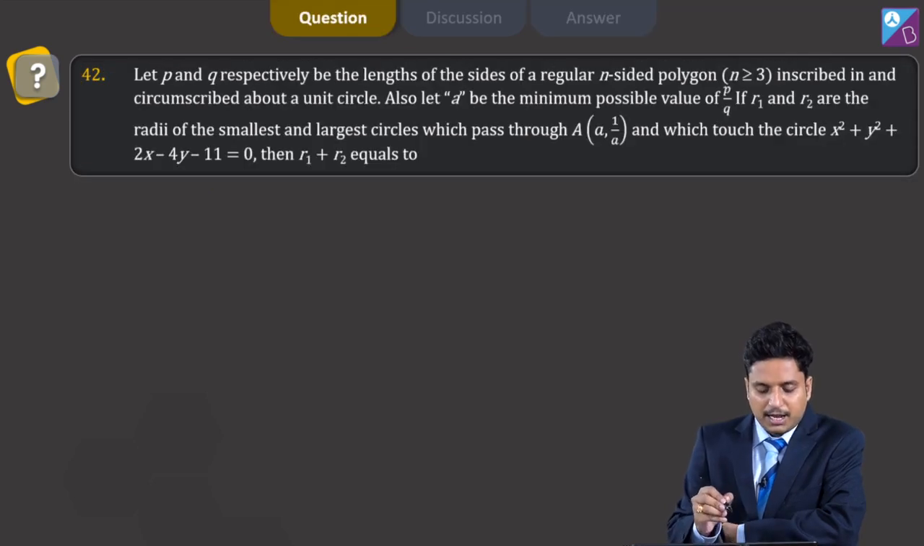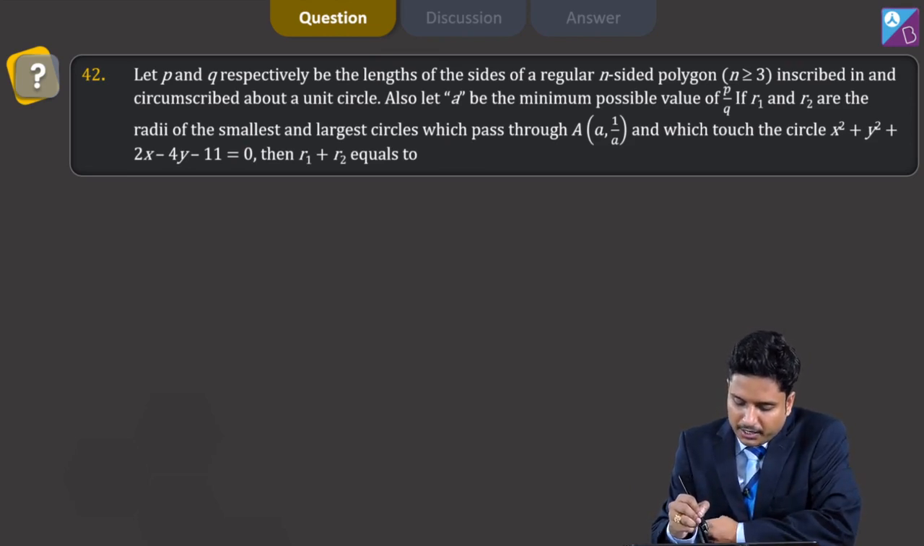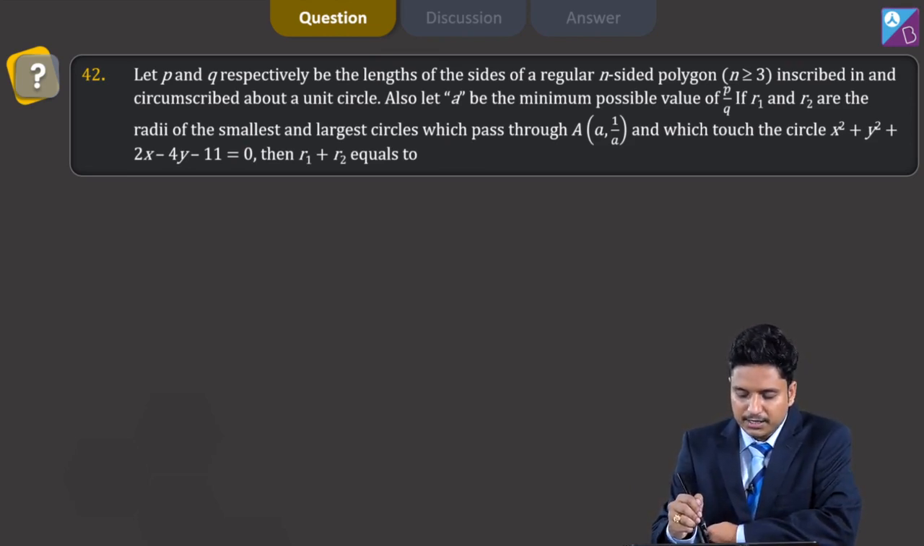The next question is the last question of numerical section, that is, let P and Q respectively be the length of sides of a regular n-sided polygon, n greater than or equal to 3, inscribed in and circumscribed about a unit circle.